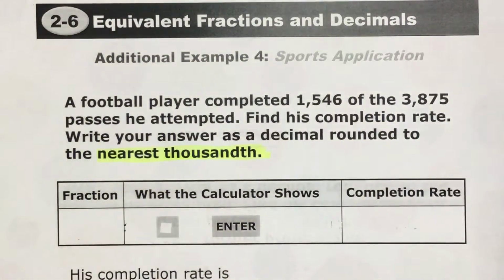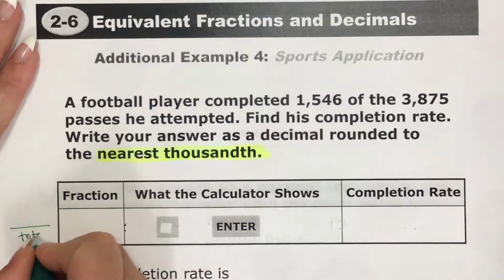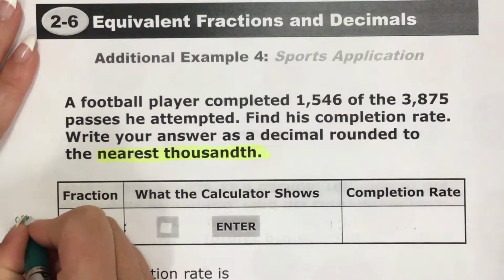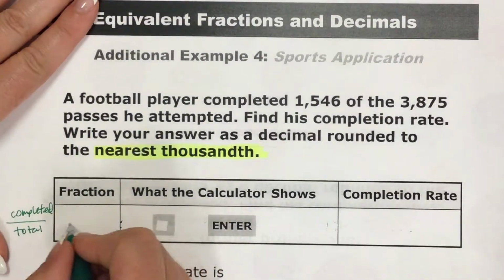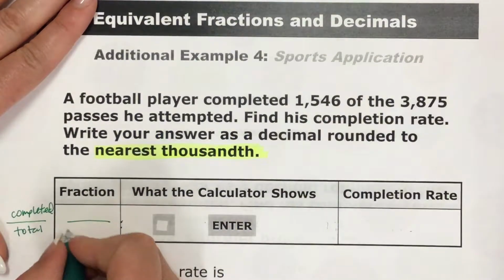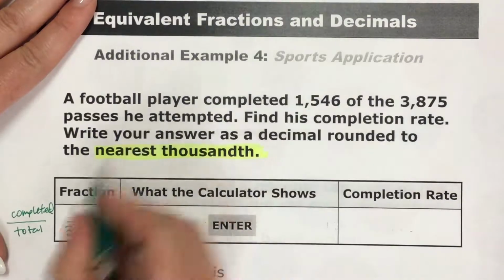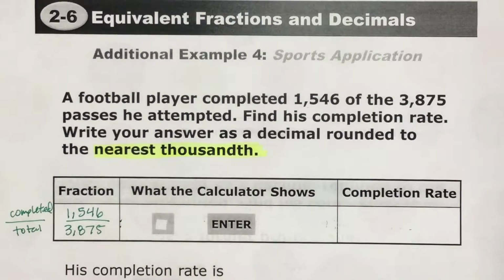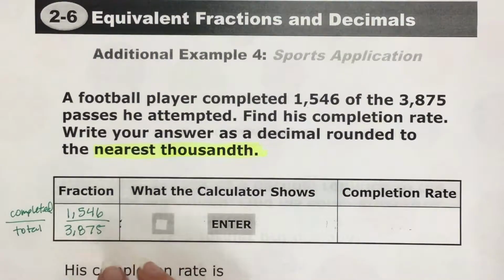Now, how we do that is we take a fraction, and on the bottom is the total number of passes, and on top would be the passes that were completed. So, what was the total amount? The total amount was right here, 3,875, and the passes that were completed were 1,546. We could simplify this and put this in simplest terms, but these are big numbers. We're going to use our calculator.